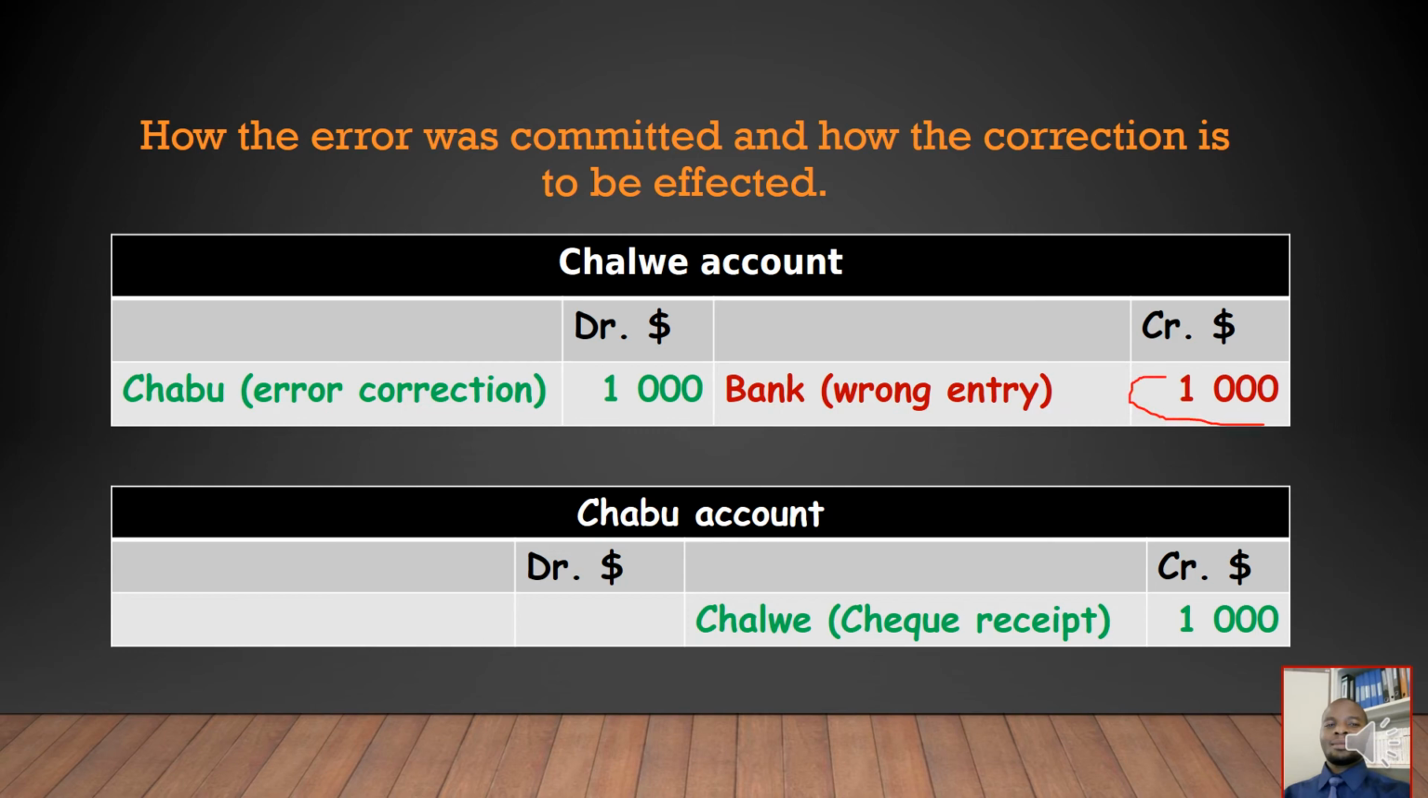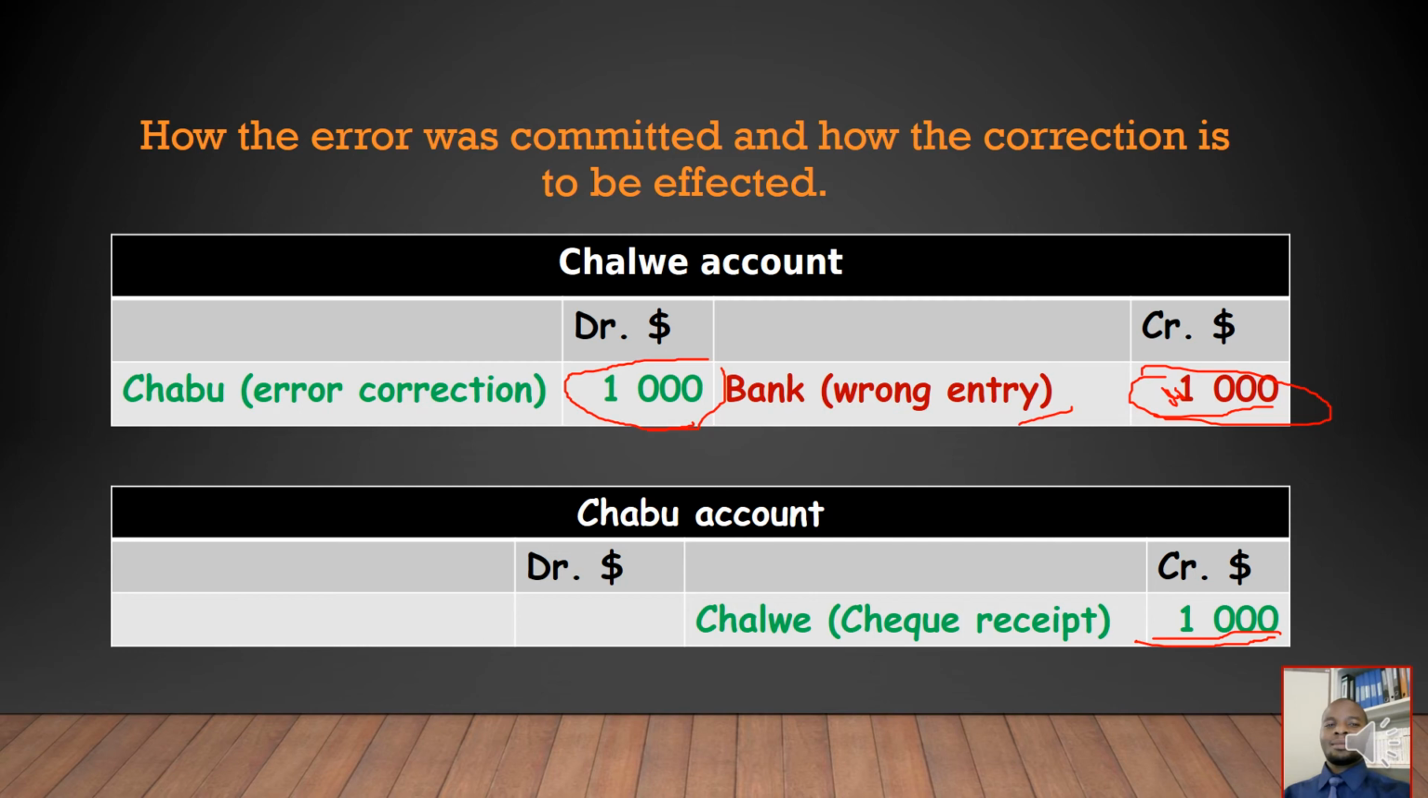A wrong entry of 1,000 was made in Chalwe account. This entry should not have been there. So what are we going to do? We're going to make an entry on the opposite side to cancel this wrong entry, and then we complete the double entry. So we shall debit Chalwe account to cancel the wrong entry and credit Chabu account so that Chabu can have this entry made in his account the way it should have been done.